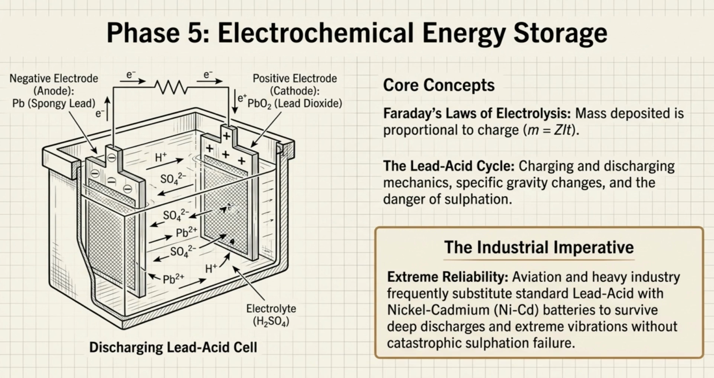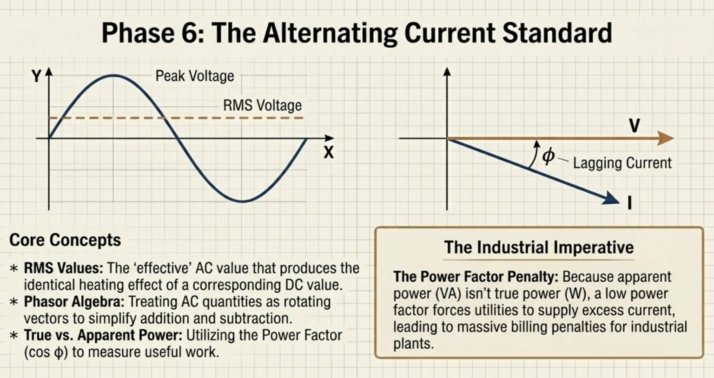For extreme reliability, heavy industry often uses nickel-cadmium batteries instead of standard lead-acid to withstand deep discharges and vibrations. Phase 6 introduces the alternating current standard, focusing on RMS values, phasor algebra, and true versus apparent power.